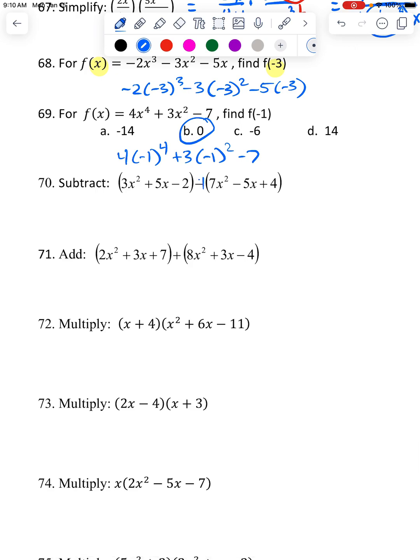Subtracting is tricky because it's like having a -1 that distributes, so be really careful. This is one of the easiest things to get wrong. So you got to switch all those signs after, and then you're just combining like terms.